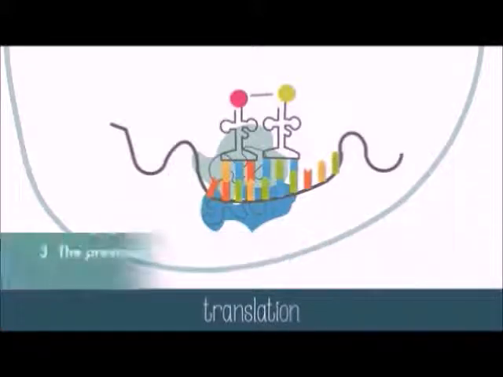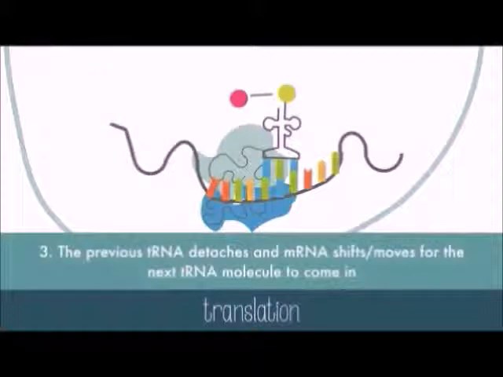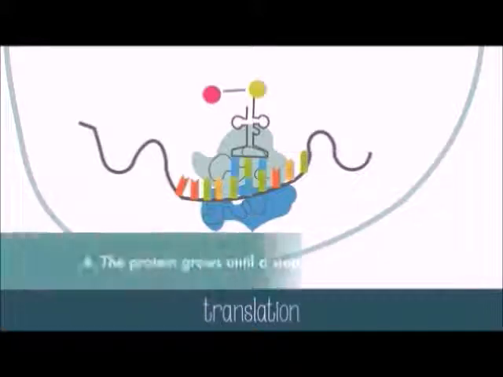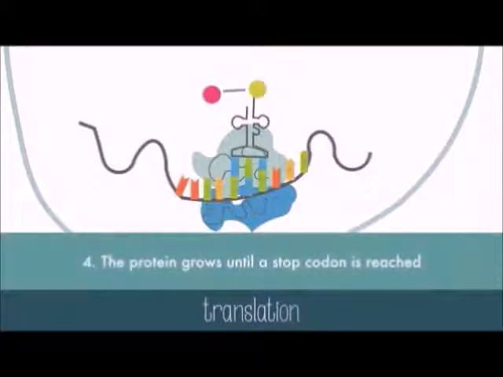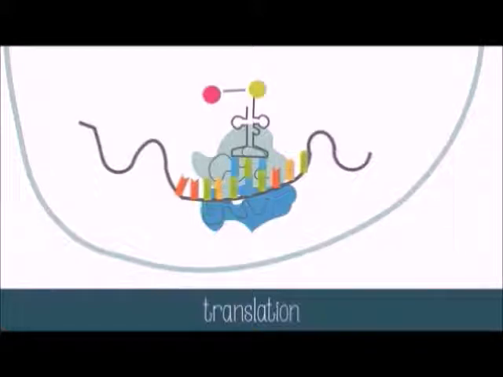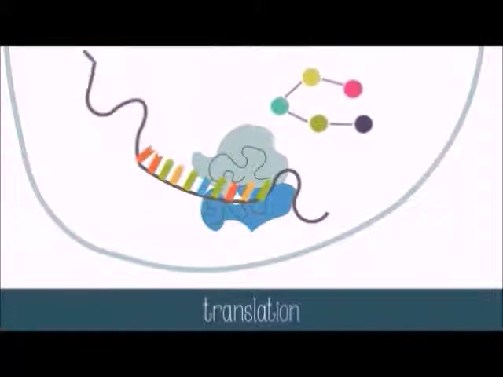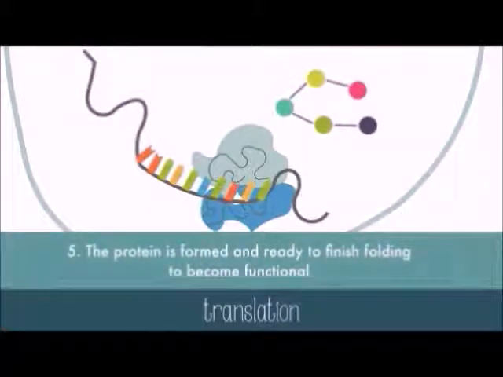Then, the first tRNA can detach, and the mRNA shifts through like ticker tape, and the next tRNA molecule can come in. The protein grows until a stop codon is reached. Once the stop codon is read, the protein is formed and ready to finish folding to become functional. And that's the end of protein synthesis.